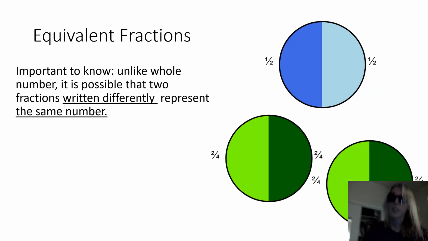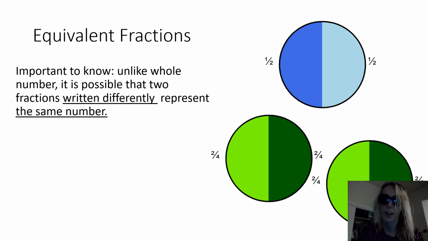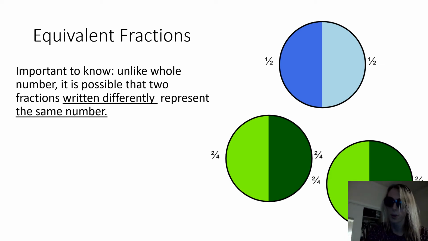Cool. And so one of the very important things we had mentioned earlier is that it's possible for 2 fractions to be written differently on paper, have different numerators and denominators, but still represent the exact same measurement. And so the example we talked about in class was that 1/2 is equal to 2/4.